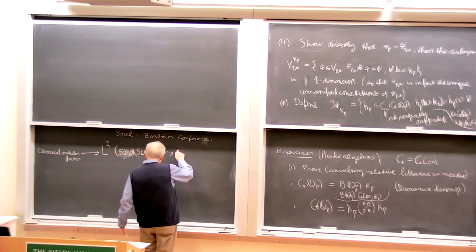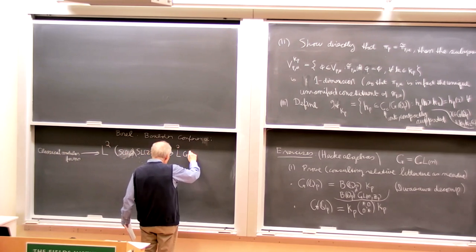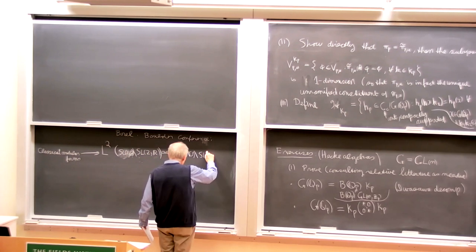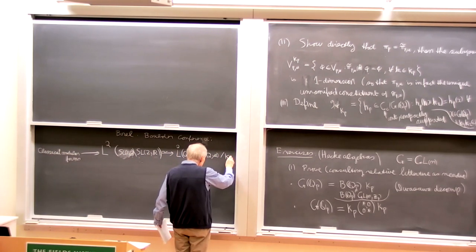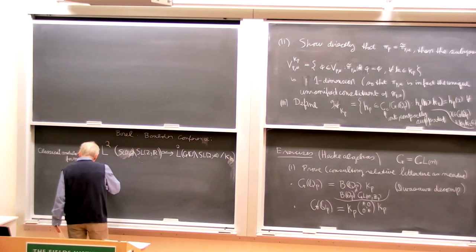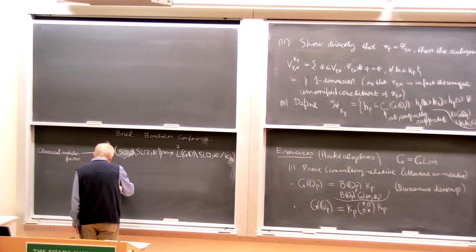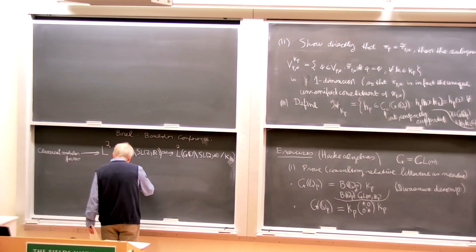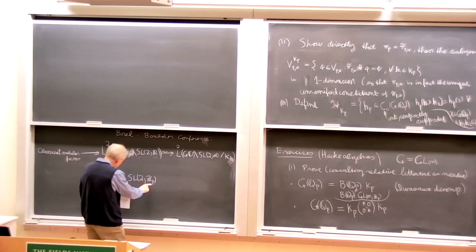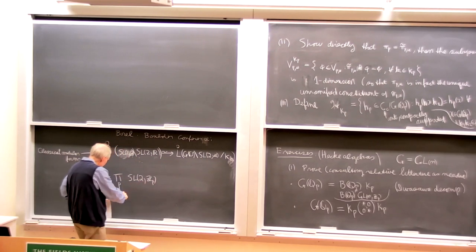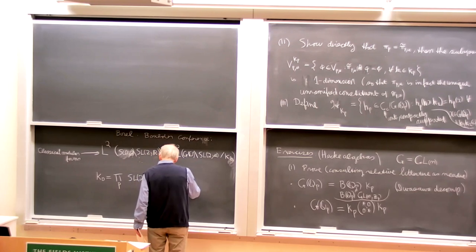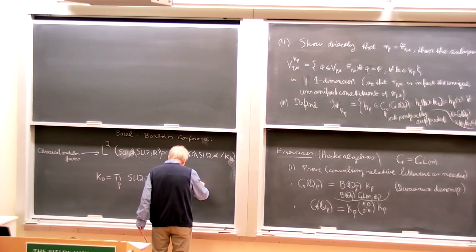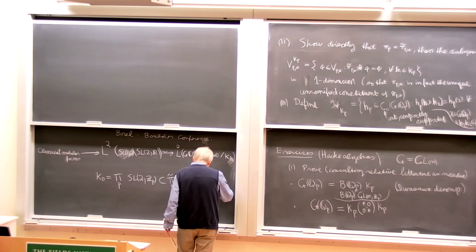And then this thing is the same thing as SL2Q, SL2A, and then I'm going to write K finite. And so maybe I'll just write it as K0. K0 is an open compact subgroup of the finite adeles. This is the product over all p of SL2Zp. Okay, this is the maximal compact subgroup of the p-adic group. So this is contained in the restricted direct product over all p of SL2Qp, and that's contained in SL2A.